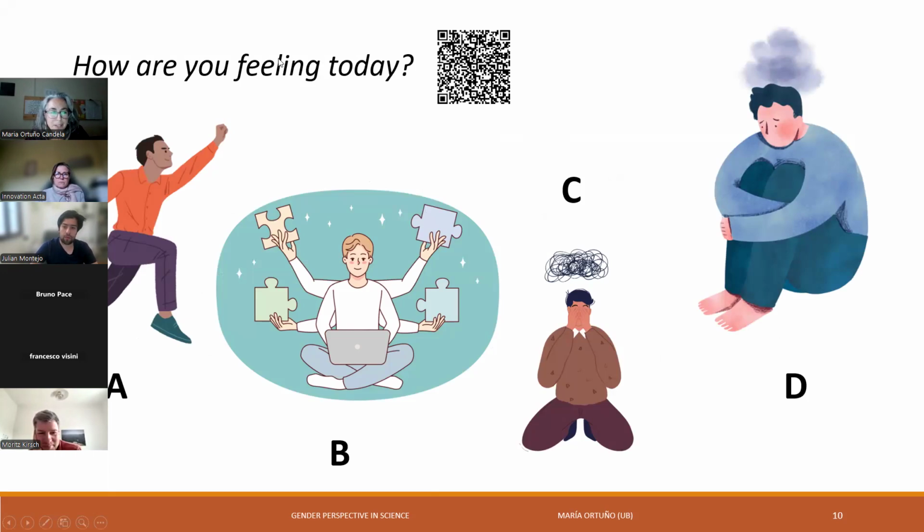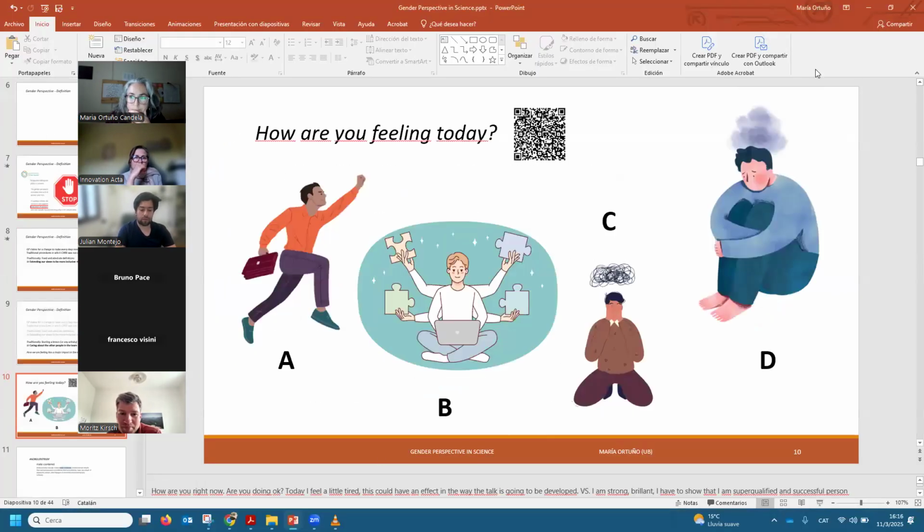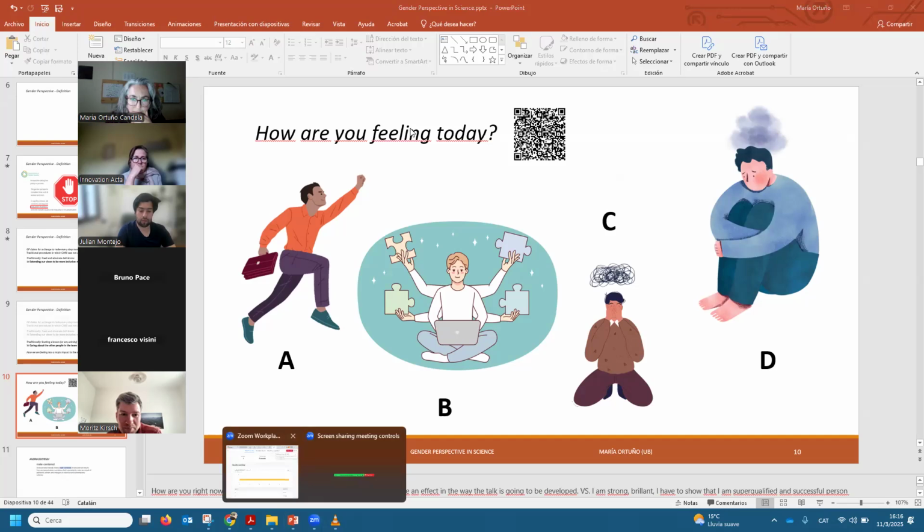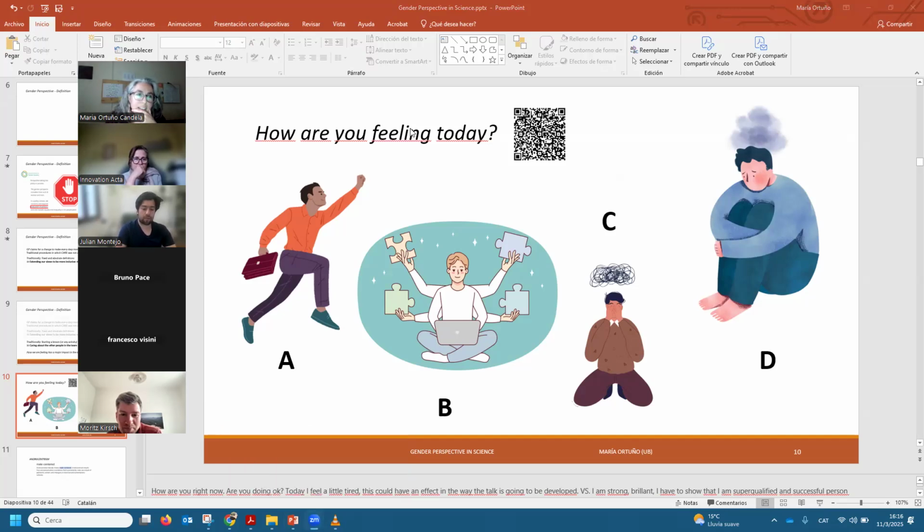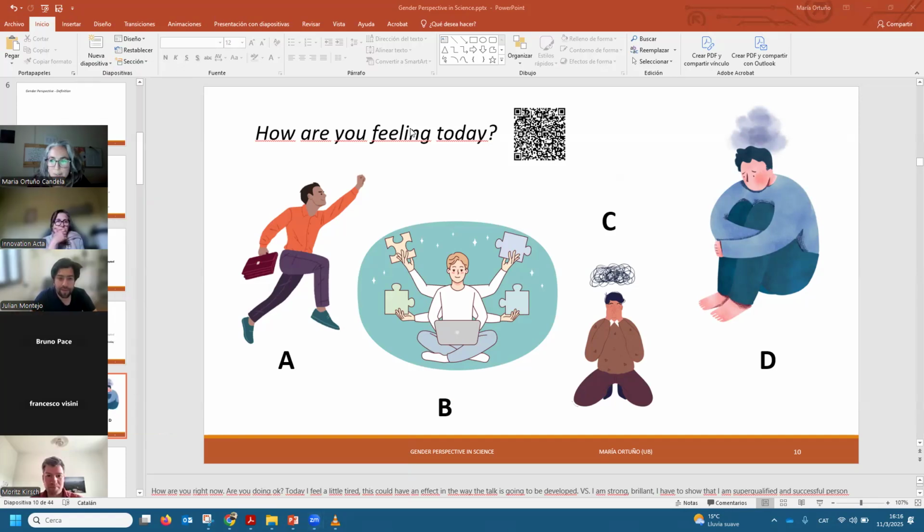If you feel like helping me, you can contribute, because I cannot use the poll in this Zoom version. If you want to contribute by telling me how you are feeling today, you can go to the QR code. It's anonymous, or you can pick one of these options. And now the problem is that I have to stop sharing. Maybe you can also use the chat. Let's see. And if you are in the mood of answering.